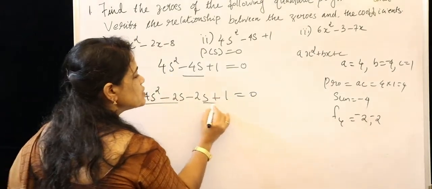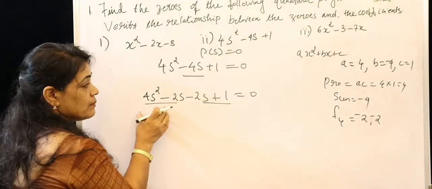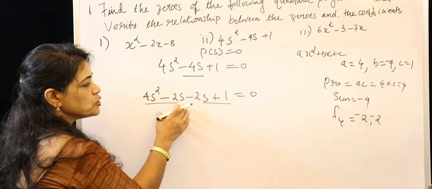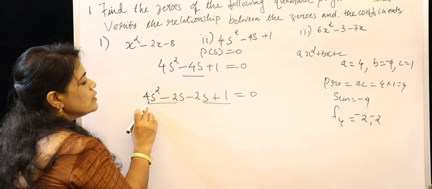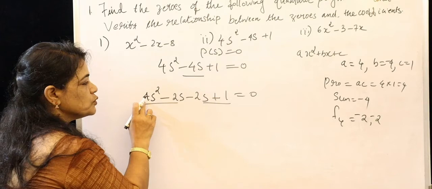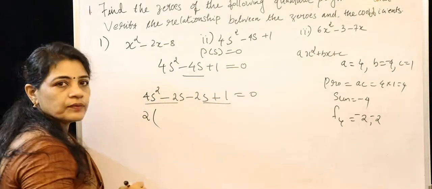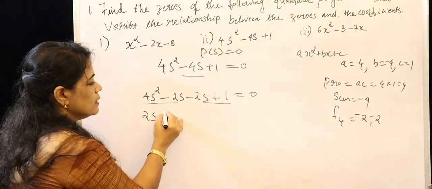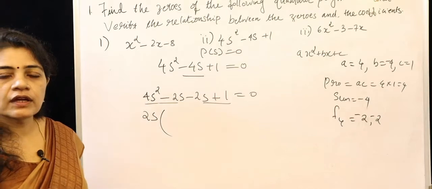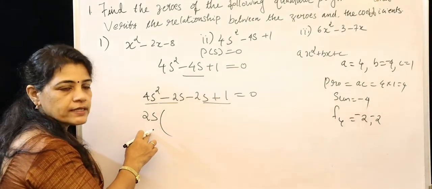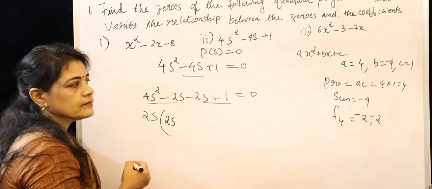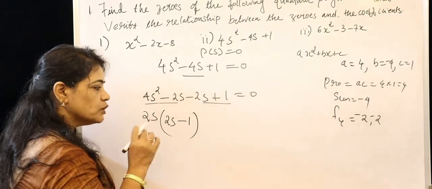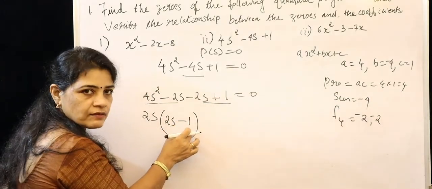I am not splitting these two terms, I am taking the common factors by grouping them as two groups. So for 4s square minus 2s, from 2 and 4 you can take 2, and from the variables s square and s, you can take s as common. To get the remaining terms, divide 4s square by 2s, that is 2s, minus 2s by 2s is 1, and I told you here this also has 2s minus 1 as a factor.